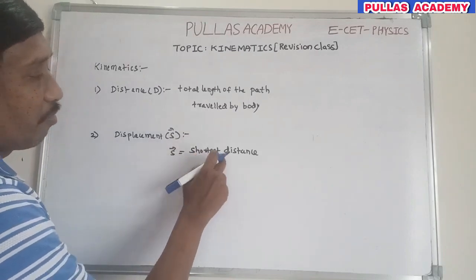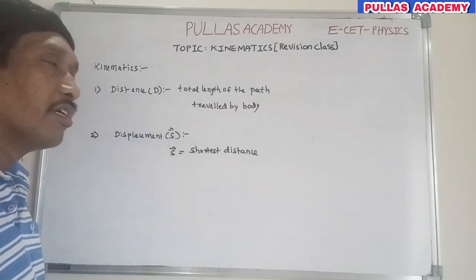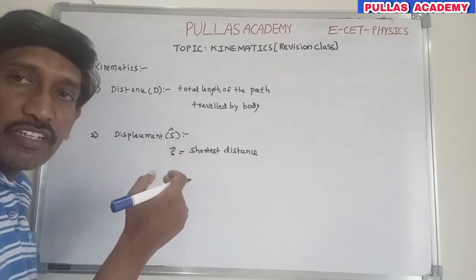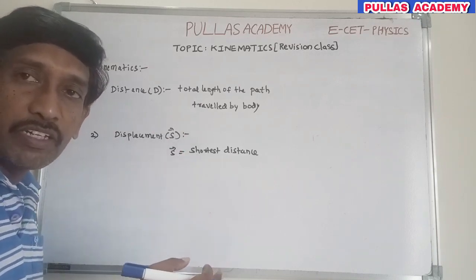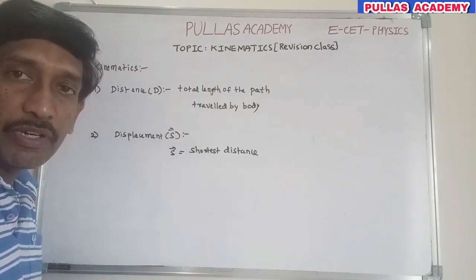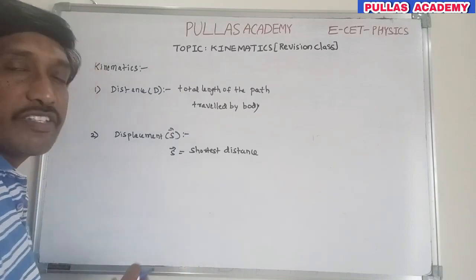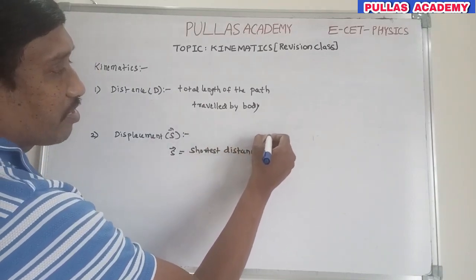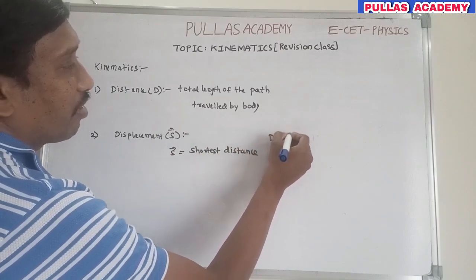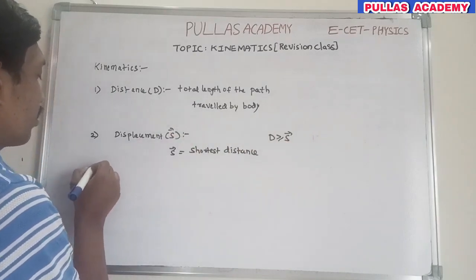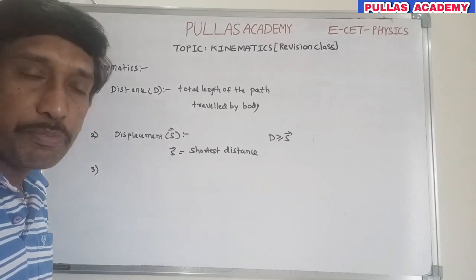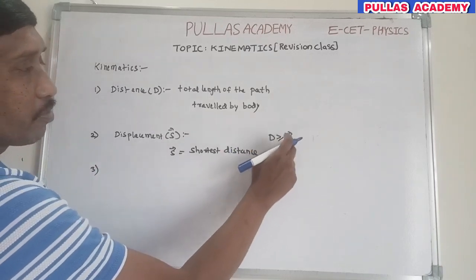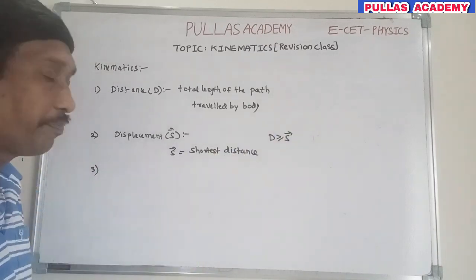What is the distance traveled by the body's displacement? Here also the unit is meter. It's nothing but length. That's why the dimension formula is L. It is a vector quantity. One important relation: distance is always greater than or equal to displacement. Distance is always measured positively. Displacement may be positive, may be negative, may be zero.